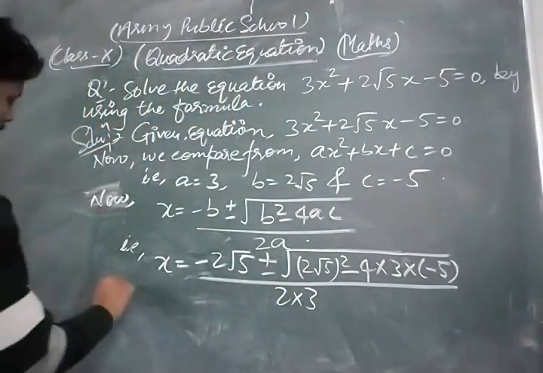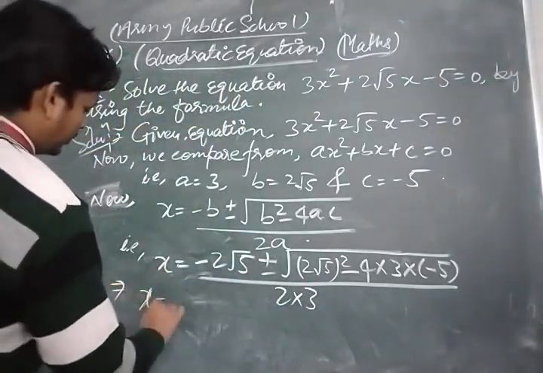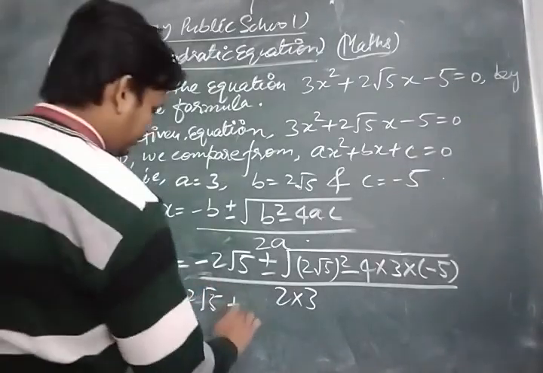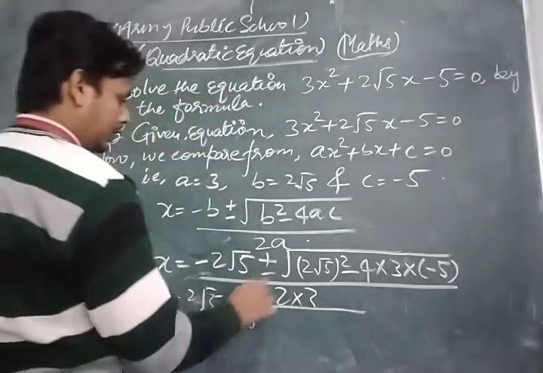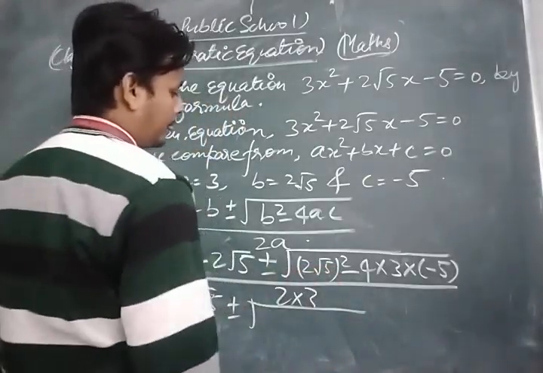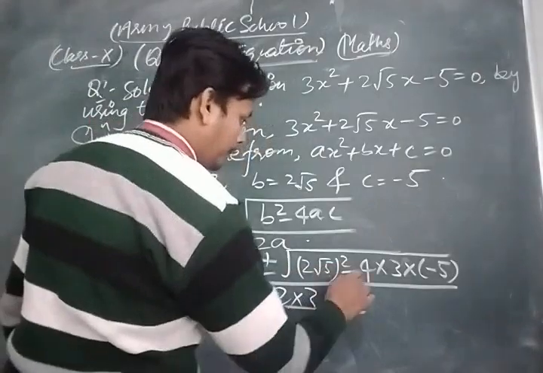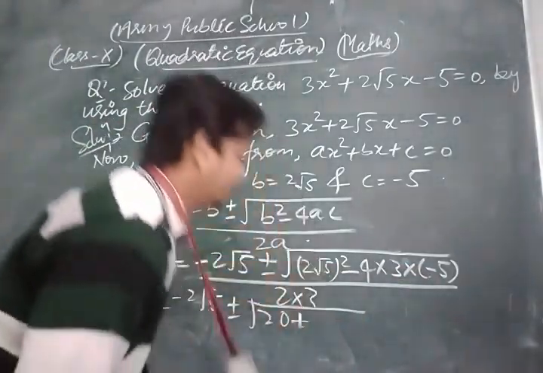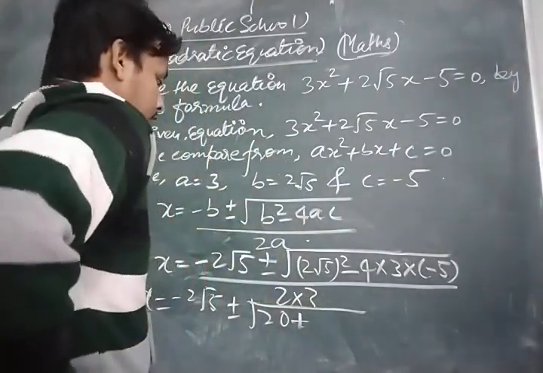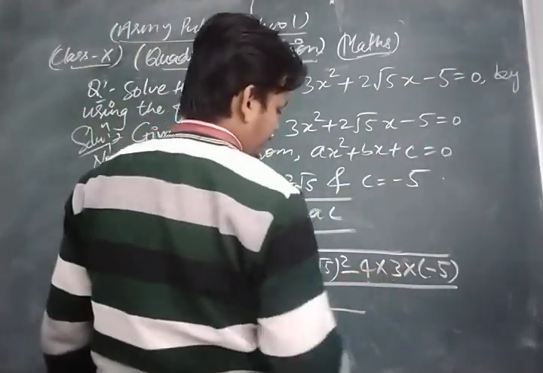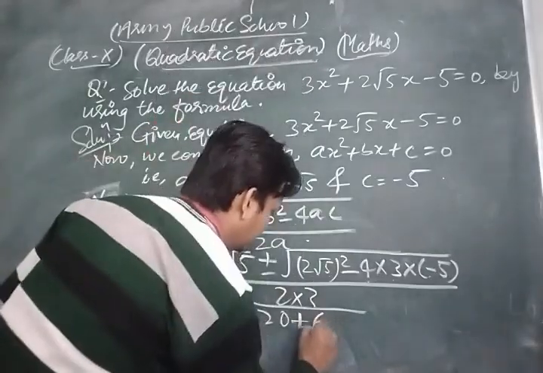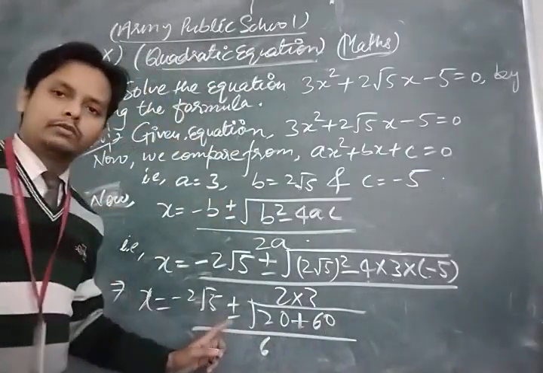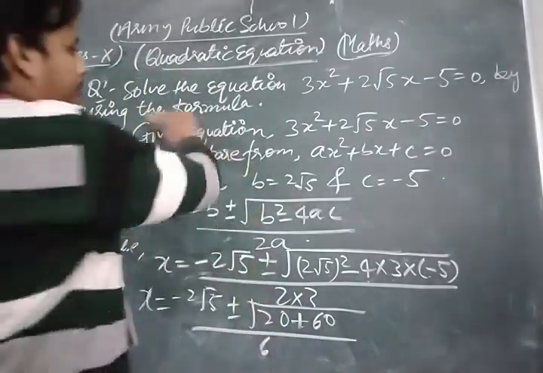Now we simplify them. x is equal to minus 2 root 5 plus minus under root, 2 root 5 square is 20, minus 4 into 3 into minus 5, that is plus. So 4 times 3 is 12, 12 times 5 is 60, upon 2 times 3 is 6.